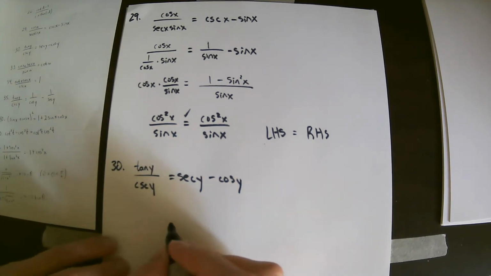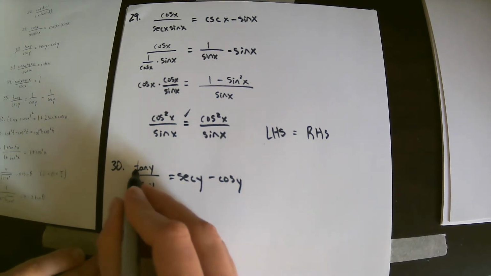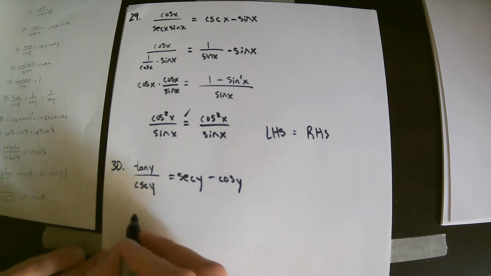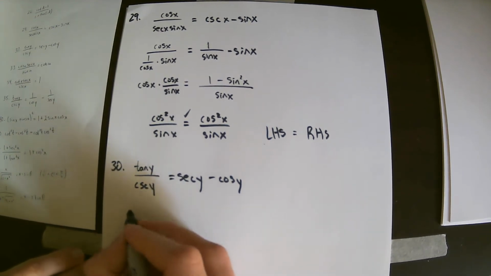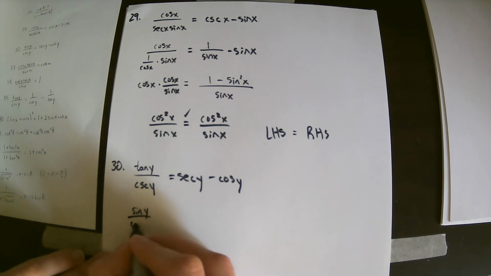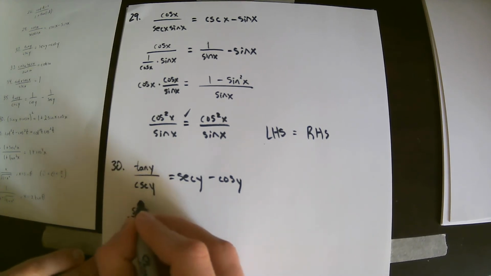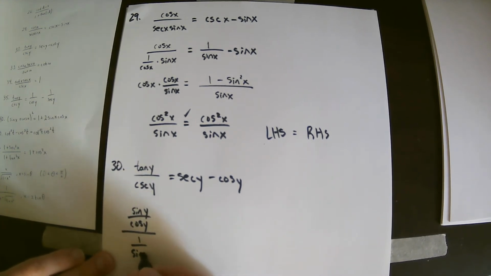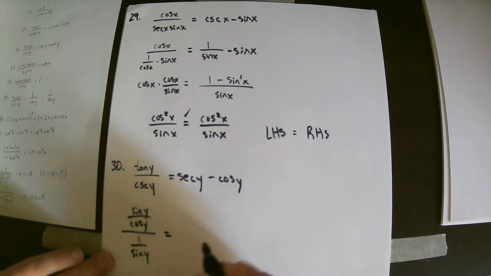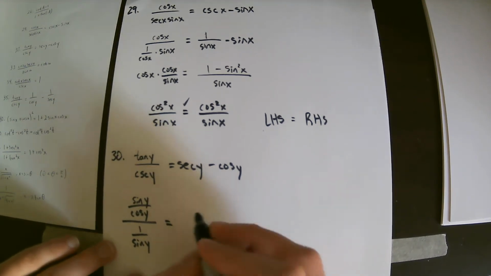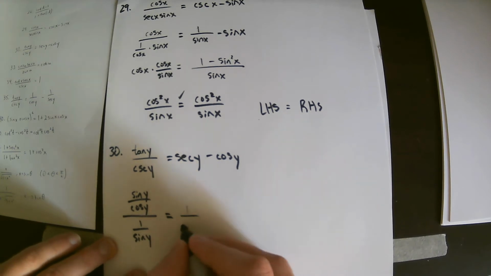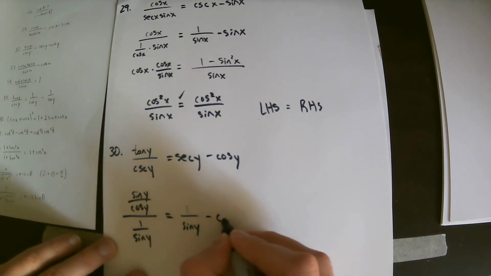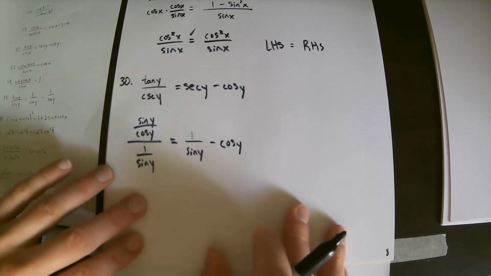Okay. Right here I've got a sine over cosine for tangent, so that's sine over cosine over 1 over sine, that's the cosecant. And then on this side I've got secant of y is 1 over sine. Alright.